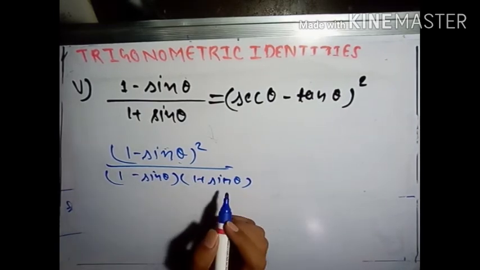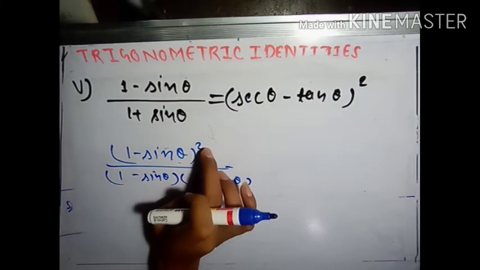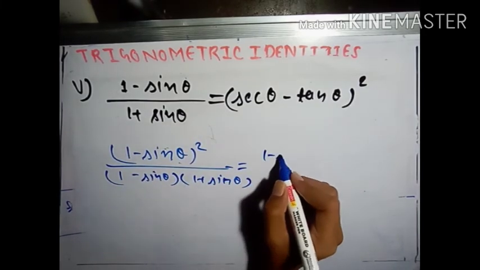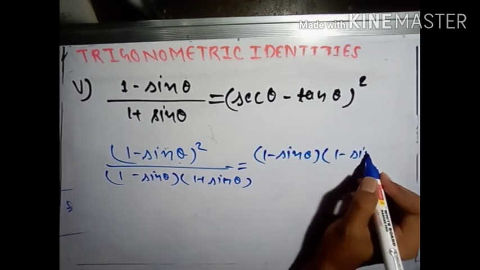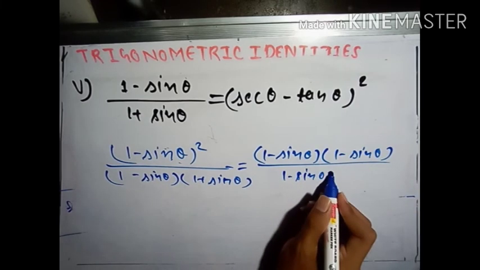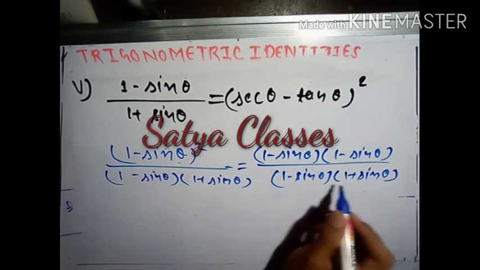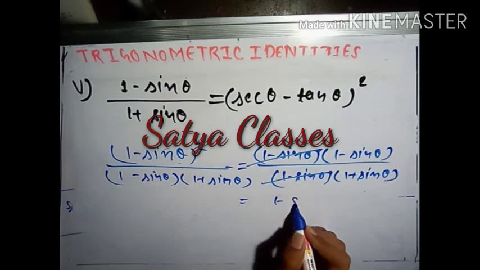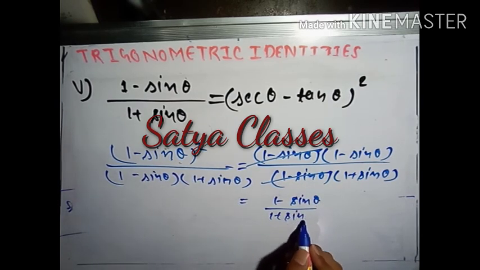Look clearly, 1 minus sine theta is here, 1 minus sine theta is here, but in squared form. So what does a square stand for? A square means the same quantity multiplied with itself. Okay, look, 1 minus sine theta and then 1 plus sine theta. Now simply they can be cancelled with each other, and what is left? 1 minus sine theta upon 1 plus sine theta.